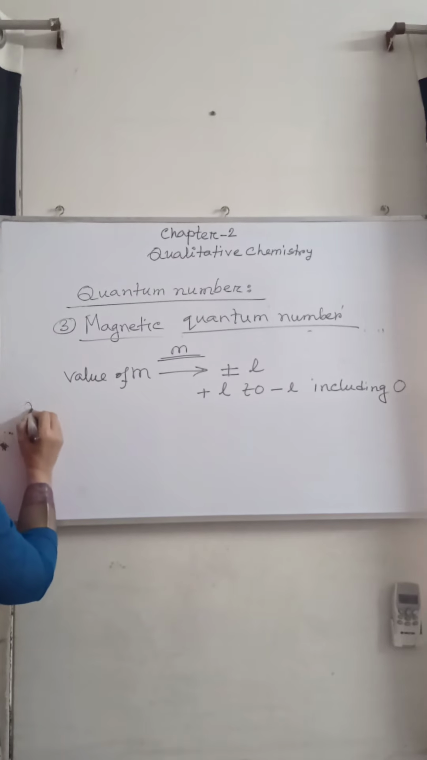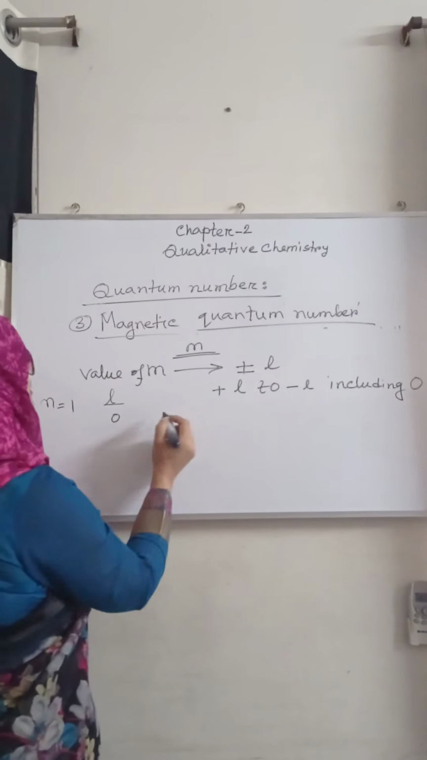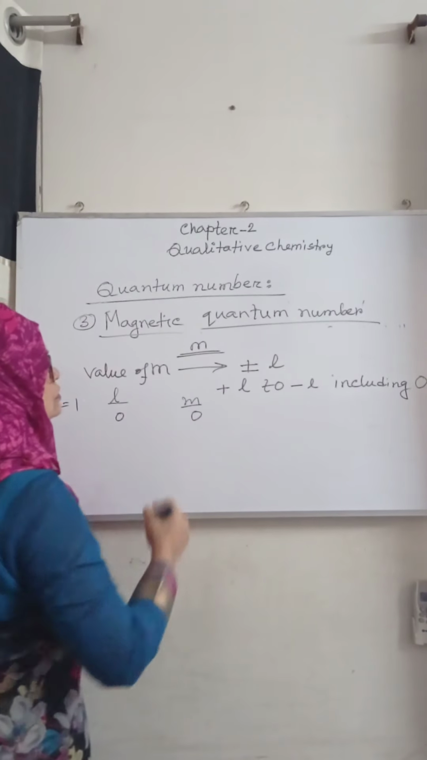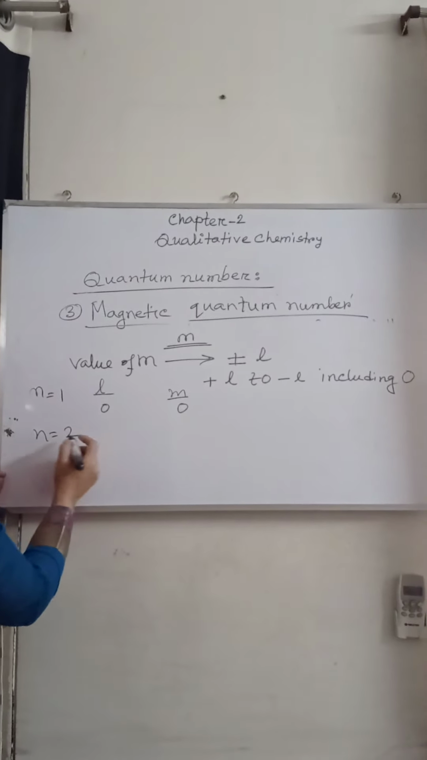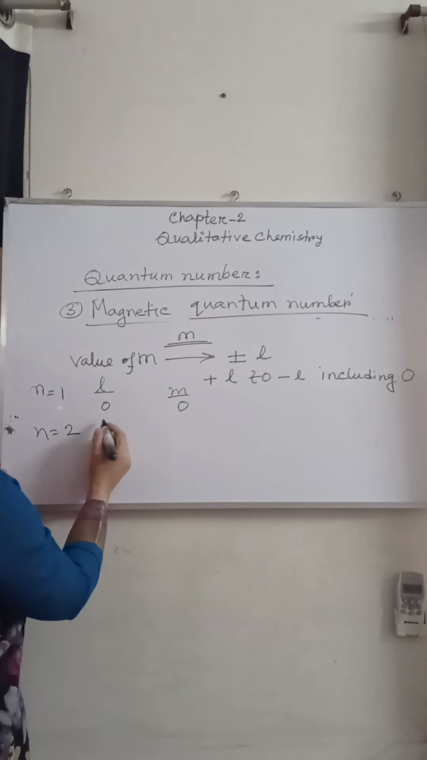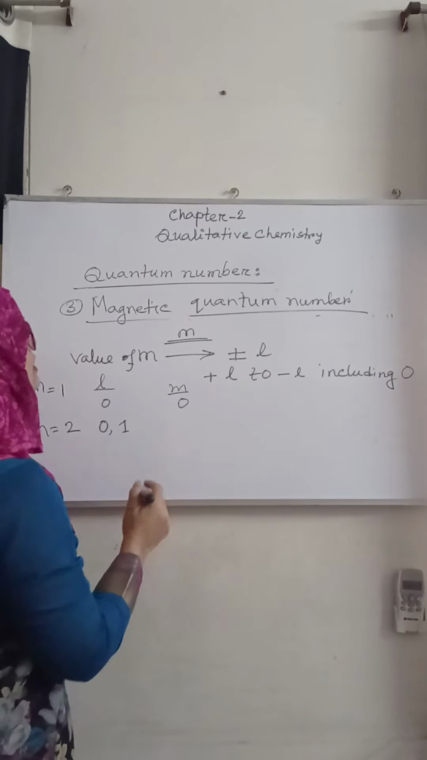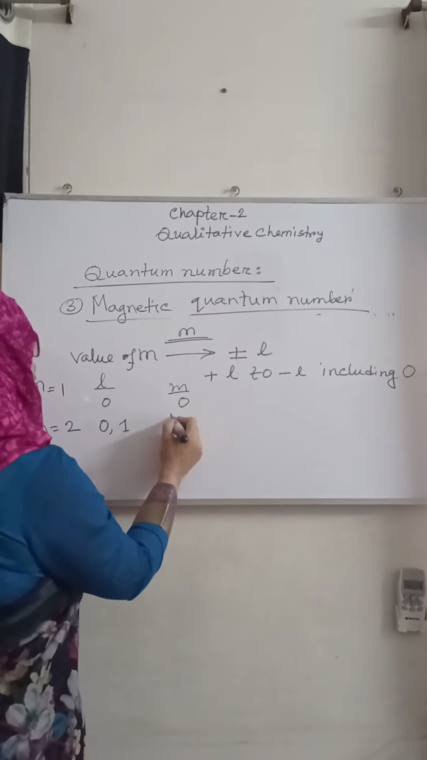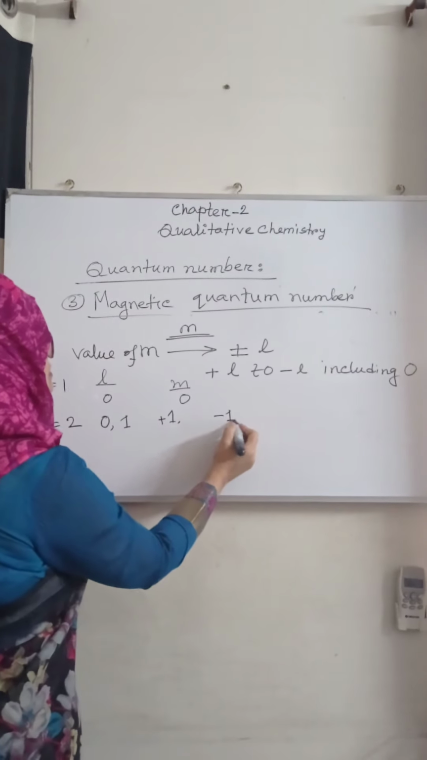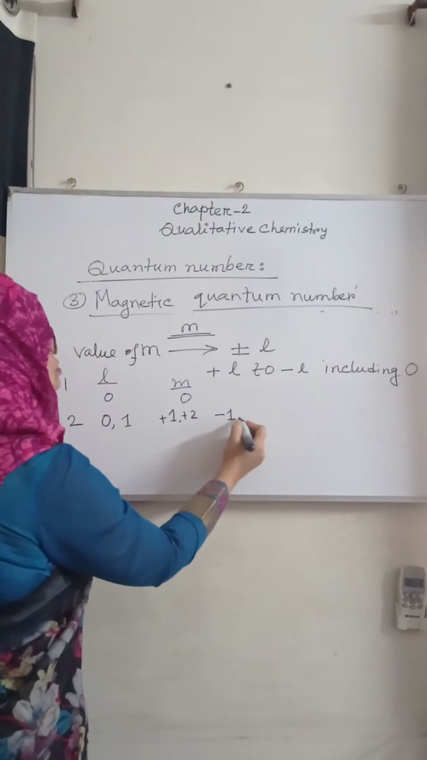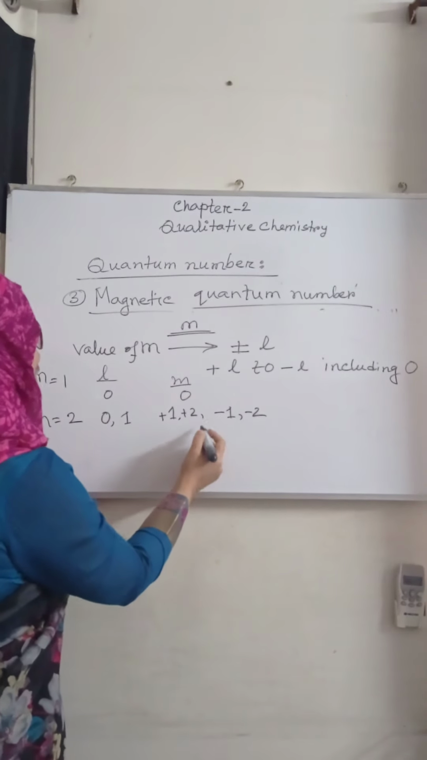When n equals 1, then L equals 0 and m equals also 0, and when n equals 2, then L equals 0, 1, and m equals plus 1, minus 1, plus 2, minus 2, and also 0.